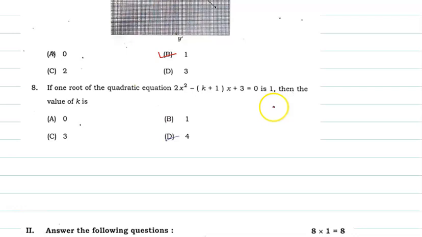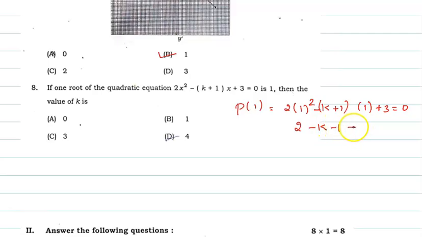If one root of the quadratic equation is 1, that means if it's a root, it has to satisfy that equation. Therefore we can say P of 1 is equal to 2 into 1 square minus k plus 1 into 1 plus 3 equal to 0. Now it gives 2 minus k minus 1 plus 3 equal to 0. So how much does it become? 2 minus 1 is 1 plus 3. By shifting that minus k to the right side, it becomes plus k. So what is the answer for k? k is equal to 4 is the correct answer.